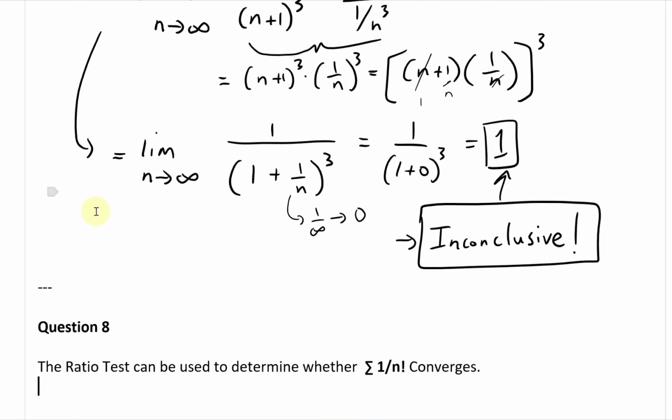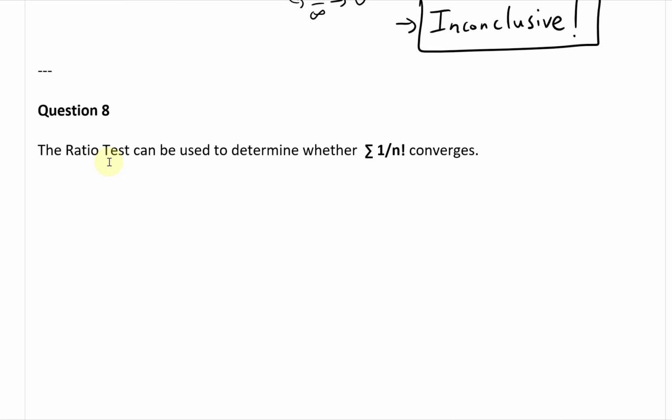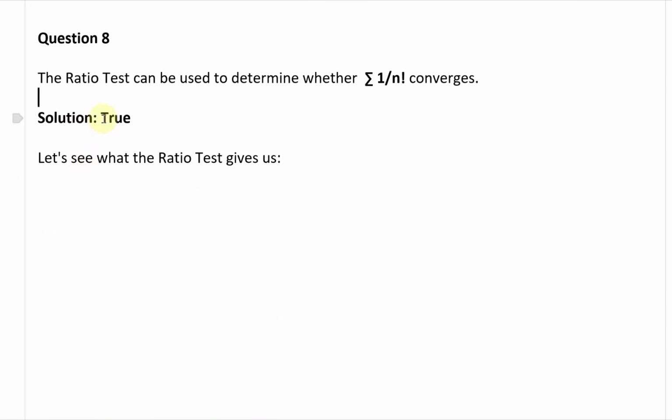Alright, so now let's take a look at question 8. This one states the ratio test can be used to determine whether the summation of 1 divided by n factorial converges. So now instead of the other one, we're going to check this one out. Let's look at the solution. The solution is, well, this is true. So let's see what the ratio test gives us.